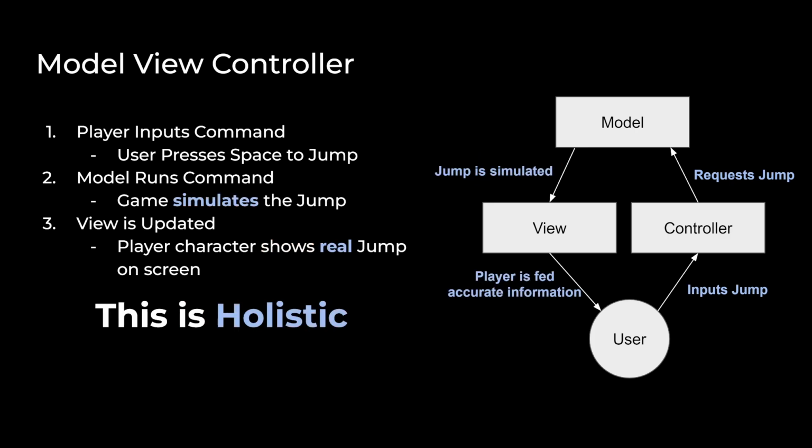And this is holistic. So if the player presses space to jump, the game actually simulates the jump, and it shows the player real information. It is accurate information, and the player can expect things in the world to operate on holistic principles. And as more and more holistic principles are built, the player's expectations will be met. And this not only helps you with building prototypes, but it also helps you with testing prototypes.